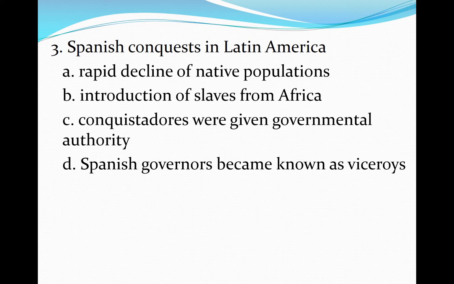And if you remember, right, these conquistadores, they in many cases are going to be given governmental authority, right? And a lot of the time these conquistadors, especially the main ones like Columbus, are going to become governors of the areas that they explore and discover. And these people, in other words, are going to be known as viceroys, is going to be the title that they are often given as administrators of these areas.